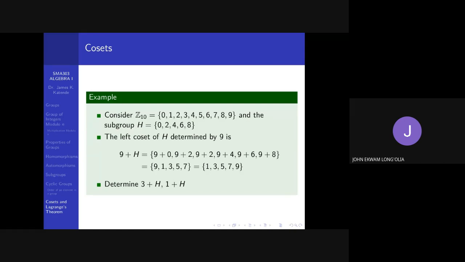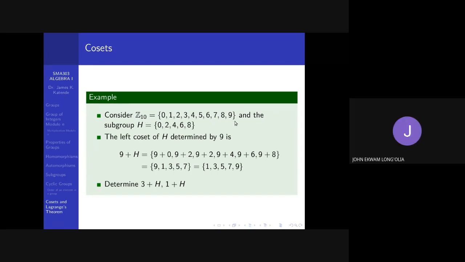For this one, the one which is saying the left coset of H determined by 9 is whatever is given there. For H, you've been given 0, 2, 4, 6, 8, and for 9 plus H you're supposed to compute something. I was inquiring, are we supposed to take just any number from whatever is contained in H? The example says consider Z, and you've been given some values, and the subgroup H also has some values. This is not Z, it's Z10, the integers modulo 10.